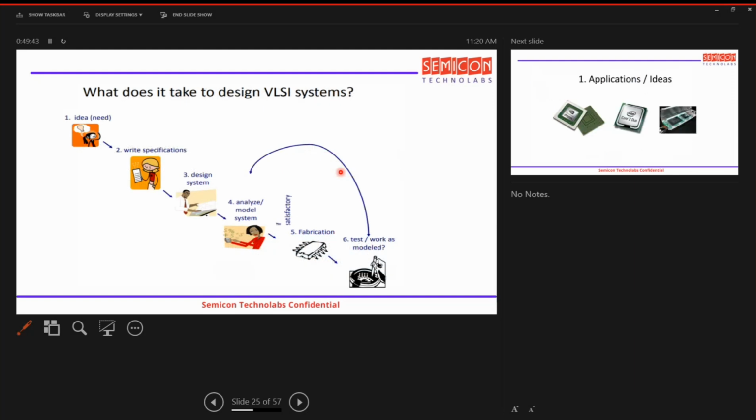Okay, what does it take to design a VLSI system? All the way from the idea, we need to write it down into a technical specification. Then it has to be mapped into the design system. From there, we need to analyze and model the system. That's where you have these MATLABs and all those things. And from there, if satisfied, then we go for fabrication. That's where, like in the previous slide, we saw so many fabrication units: TSMC, Global Foundries, Tower Semiconductors. And then finally, once the die is ready, we have to test it. And if everything is working fine, we release it to market. Okay.